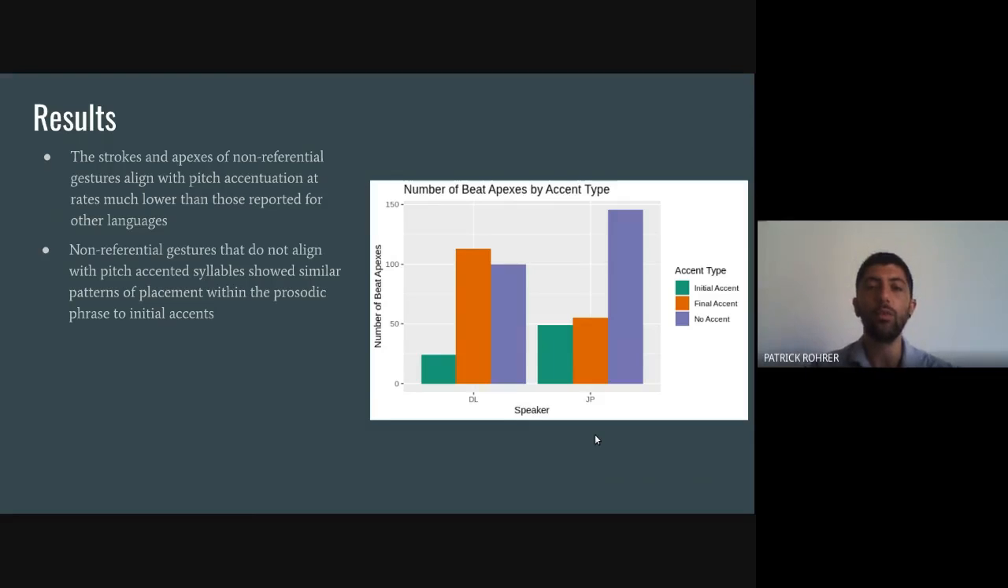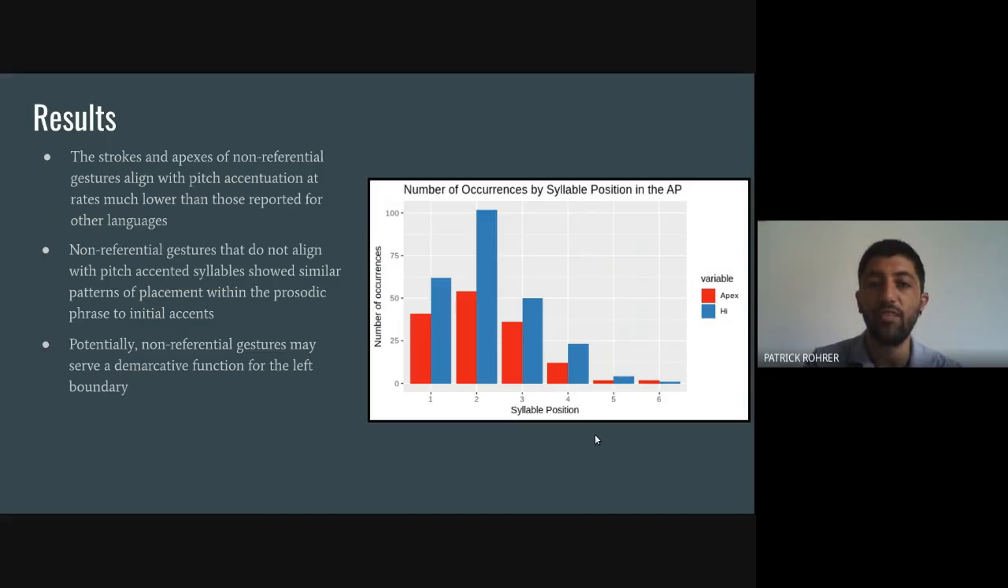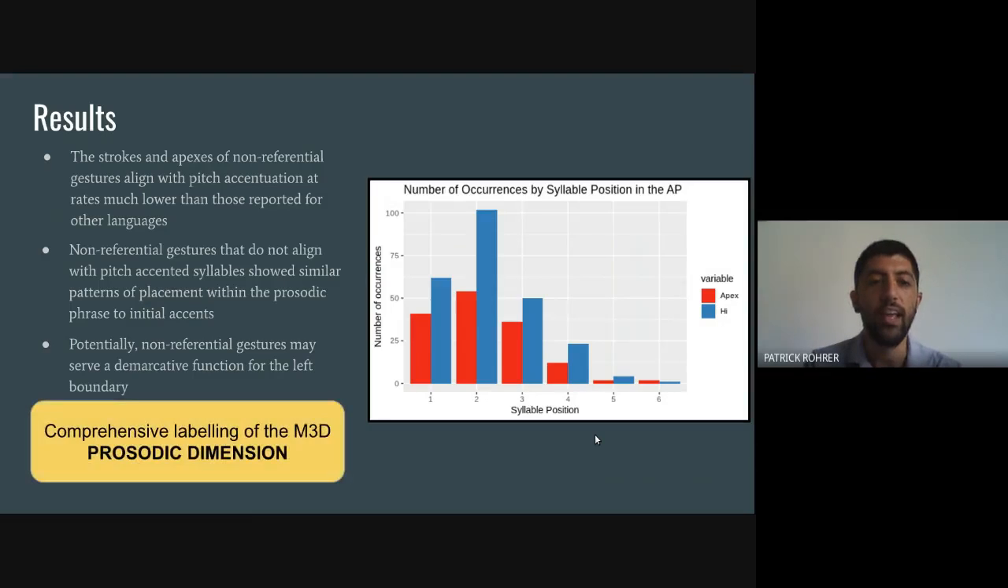And interestingly, when we looked at the gestures that did not align, when we looked at where they're falling within this phrase, we found that they follow a pattern very similar to what the initial accent does when it is present. So usually the initial accent will mark the first 2 syllables and then will greatly decrease after that. And we see that non-referential gestures follow this same pattern. So potentially non-referential gestures may serve a demarcative function for the left boundary of the prosodic phrase. And this was found thanks to the comprehensive labeling of the prosodic dimension from the M3D.